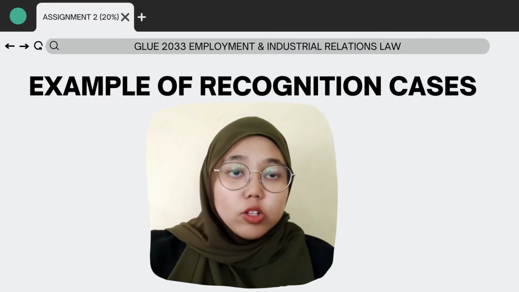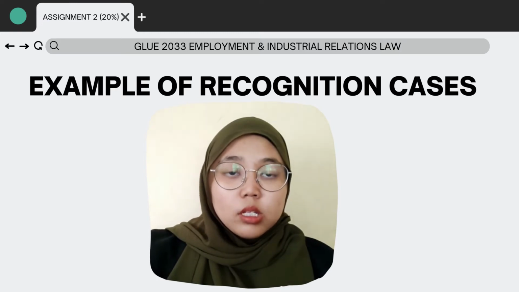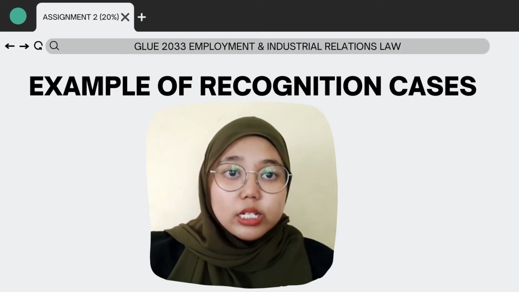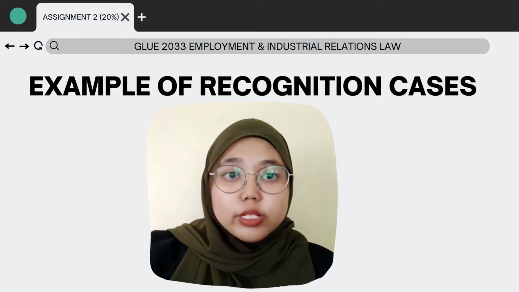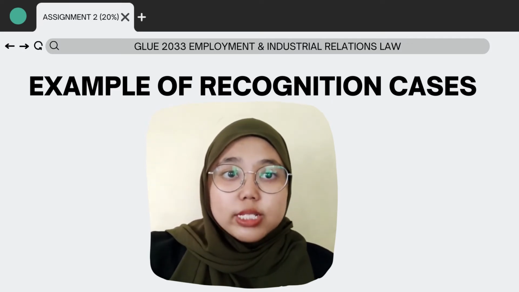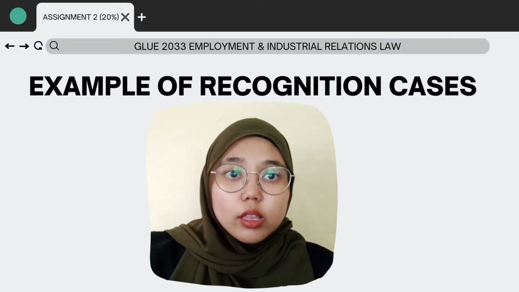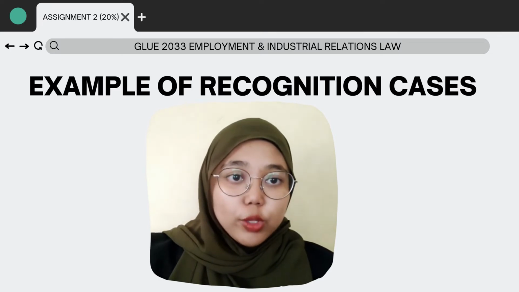The effect of recognition case example. In Hang Chiang High School against National Union of Teachers in Independent Schools, the school raised the issue that the union had no locus standi to represent the teachers in a trade dispute over a collective agreement, as none of the teachers now in the school is a member of the union.